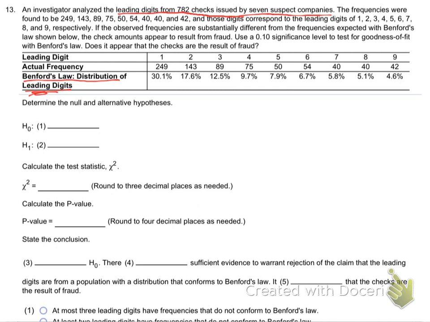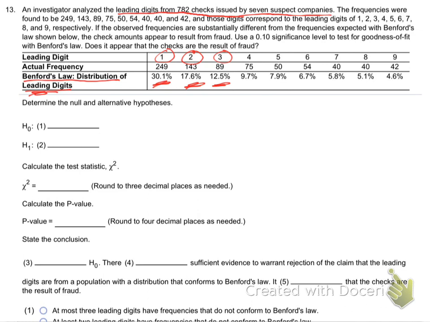Benford's law shows that for things like checks, the leading digit should be a 1 30.1% of the time, should be a 2 17.6% of the time, should be a 3 12.5% of the time, etc. It should fit with that. That's just what naturally happens as people write checks and as many other things in life happen. That's naturally how leading digits go. So if they're not fitting that pattern, we believe that there's some fraud perhaps going on.